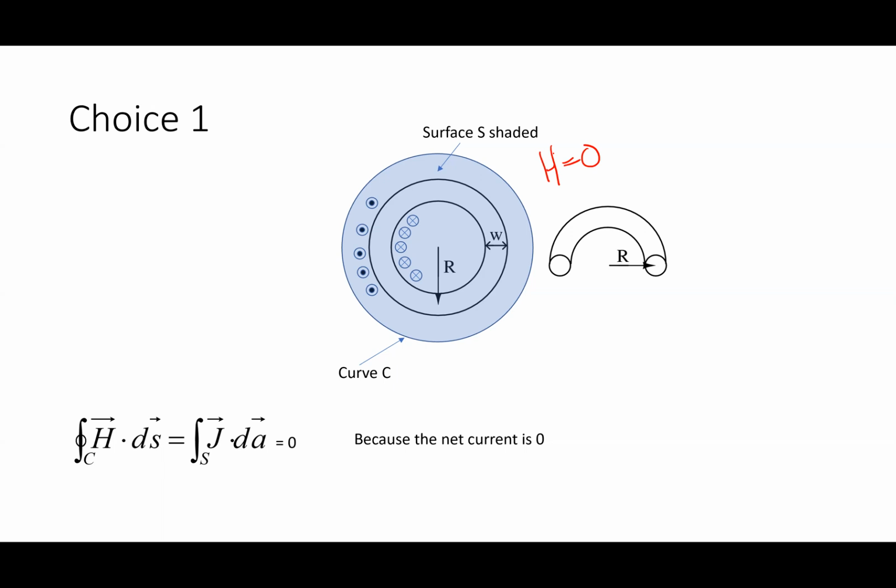Okay. Now I'm going to do it like this. Right? I'm going to put this surface. All right. How much current goes through there? 0. There's no current penetrating that surface. All right. So if there's no current penetrating that surface, there's no field on the inside. So that means there's no field in here. So H equals 0 in here.